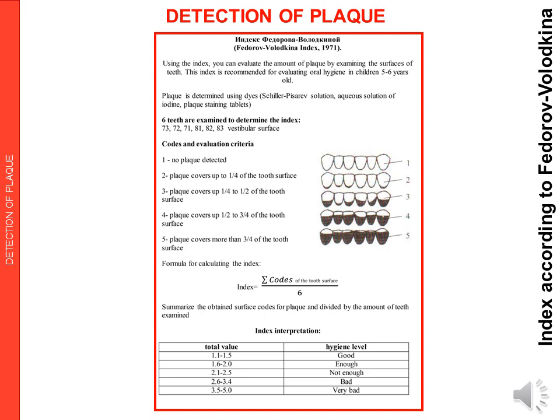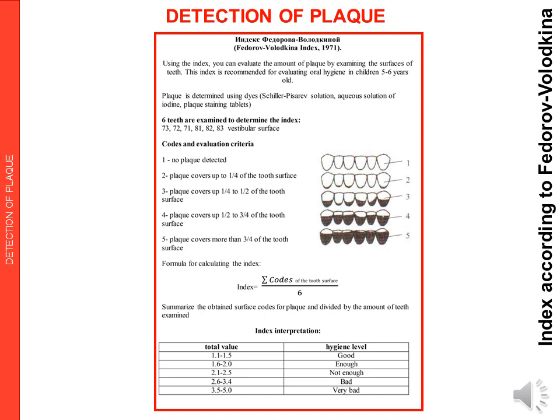If no plaque, we put code 1. If we see a quarter of the tooth with plaque, we put code 2. If half of the tooth has plaque, this will be code 3. If the plaque covers 3/4, we put code 4. And if plaque covers more than 3/4, we put code 5.